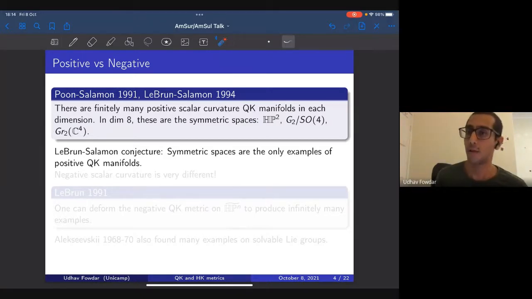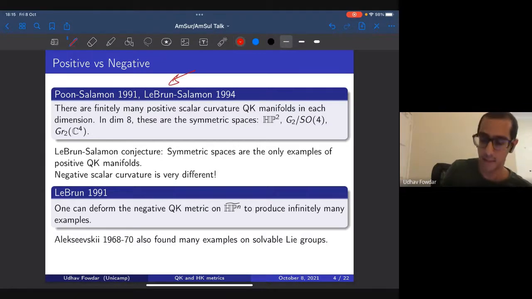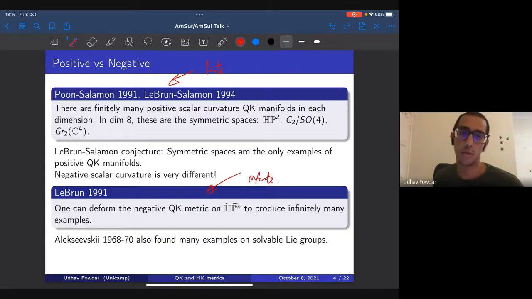So you might wonder, what about the negative scalar curvature case? Well, it turns out the negative scalar curvature case is very different. A result of LeBrun shows that you can deform the negative Quaternion-Kähler metric on the hyperbolic quaternionic space to produce infinitely many examples of complete Quaternion-Kähler metrics. So this is saying that whereas in the positive case, the moduli space is finite, is discrete, over here, the moduli space can be infinite. Basically what LeBrun shows is that if you pick certain small sections of certain holomorphic bundles over the twistor space of a Quaternion-Kähler manifold, then you can deform it to produce many examples of complete metrics. And it was previously also known by work of Alekseevsky back in '68 and '70 that there are many examples of negative scalar curvature Quaternion-Kähler manifolds on solvable Lie groups.